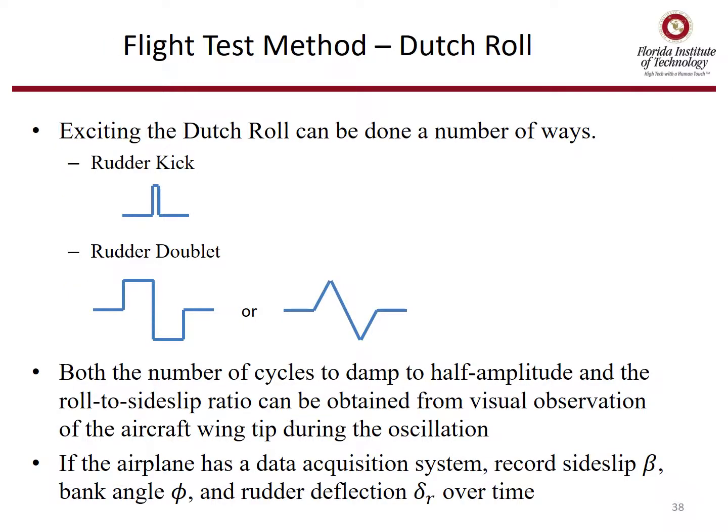For Dutch roll, we'll excite the Dutch roll using either a rudder kick or a rudder doublet. Both the number of cycles to damp to half amplitude and the roll to side slip ratio can be obtained from visually observing the aircraft wingtip during the oscillation. If the airplane has a data acquisition system, record side slip beta, bank angle phi, and the rudder deflection delta_r over time. If you have a smartphone, simply film the wingtip after the rudder doublet and observe the response.